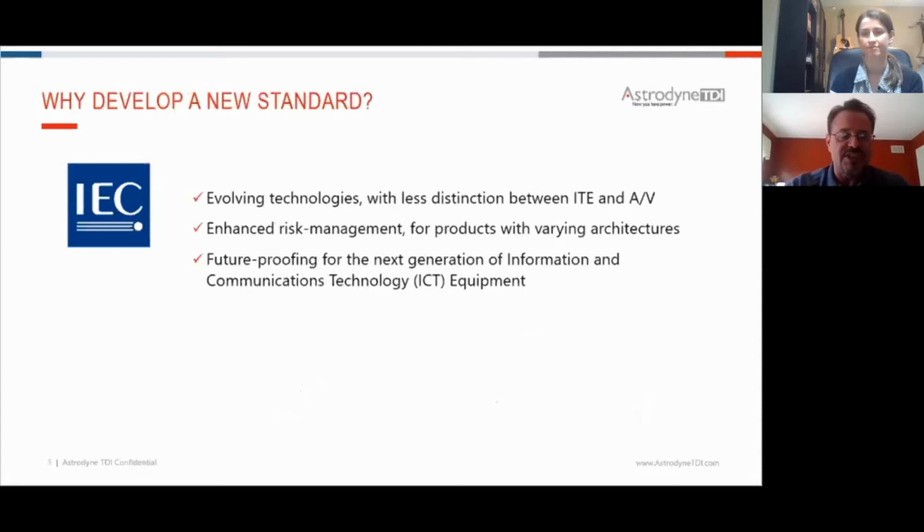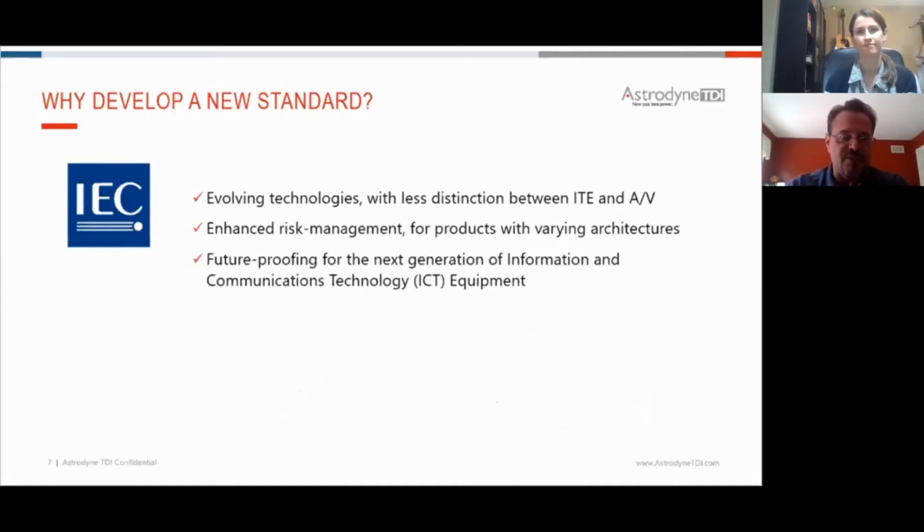So maybe the first question is, why would the IEC develop a new standard? What was wrong with the original standards? Well, the IEC recognized that there are evolving technologies and evolving products. They're becoming more universal. There's less distinction between an information technology product and an audiovisual product. And so they recognized the need to have a standard that encompasses everything universally.